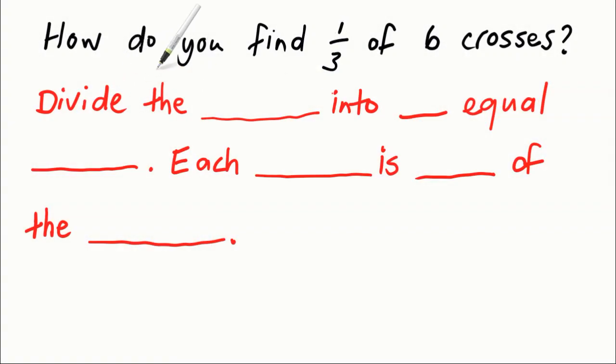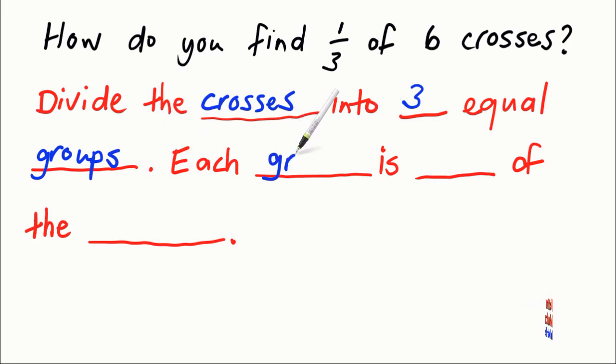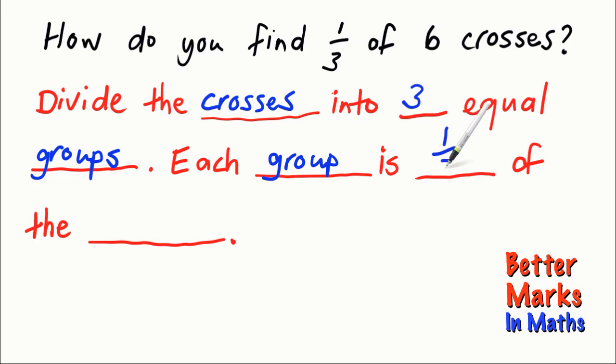So this question, how do you find 1/3 of 6 crosses? Well, you'll divide the crosses into how many equal, well, because it's crosses this time, it's going to be 3. So that bottom number is always telling you how many groups or parts, into 3 equal, and this time it's got to be groups because there's more than one thing. It's not a whole thing you're dividing this time. So divide the crosses into 3 equal groups, and once again each group is what fraction, and it's the same fraction up here, 1/3. Each group is 1/3 of the crosses.